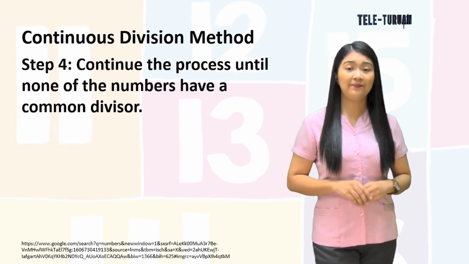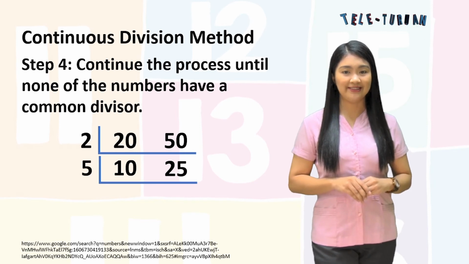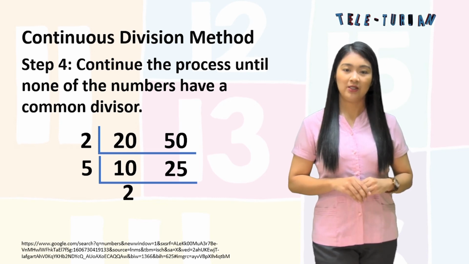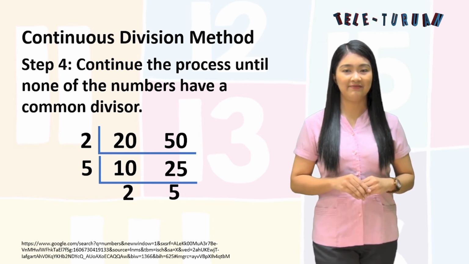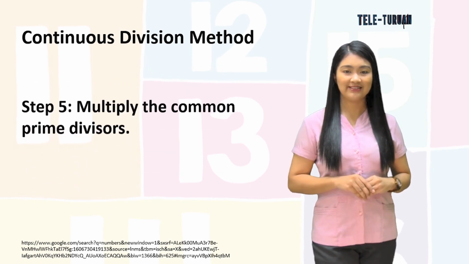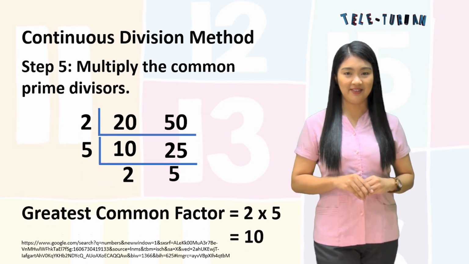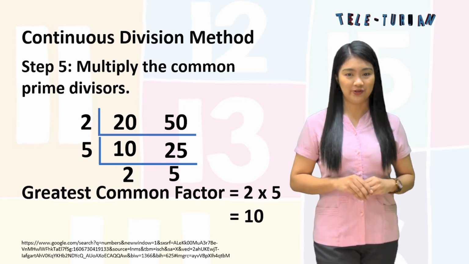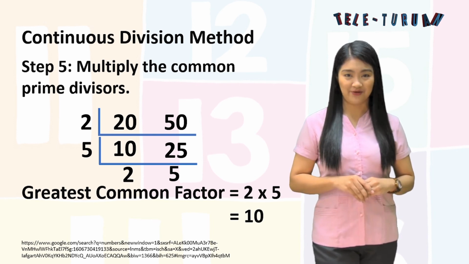Step 4. Continue the process until none of the numbers have common divisor. 5 is a prime number that can divide 10 and 25. 10 divided by 5 is 2. 25 divided by 5 is 5. The quotients are relatively prime. Therefore, 2 and 5 are our last quotients. Step 5. Multiply the common prime divisors. 2 times 5 is equal to 10. The greatest common factor, or GCF, is 10. The answer to the problem is 10 packs. As you can see, we arrive at the same answer using the three methods.